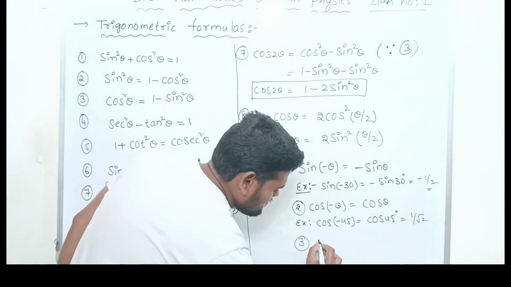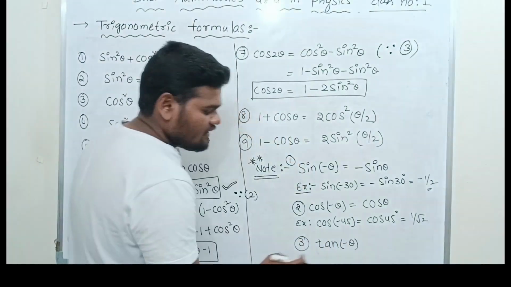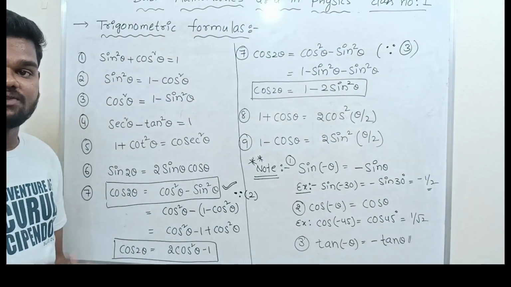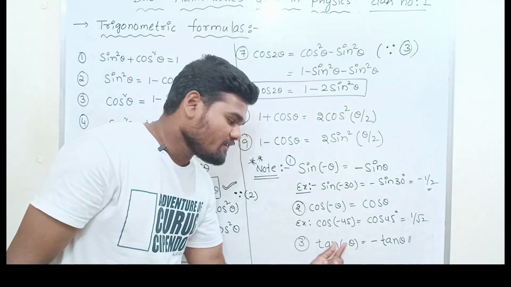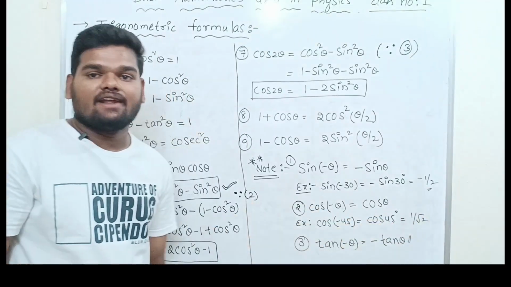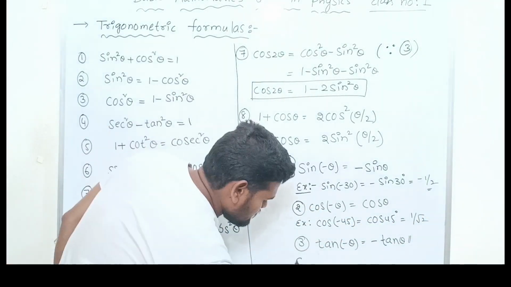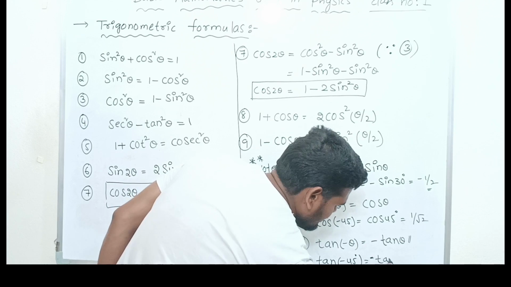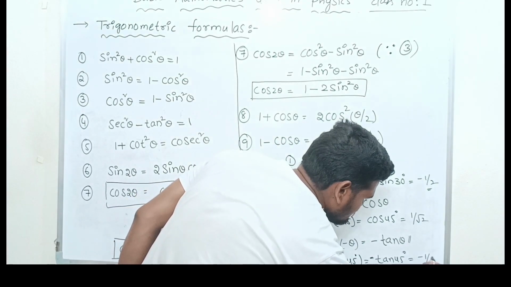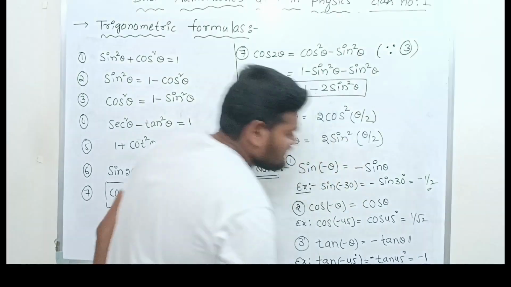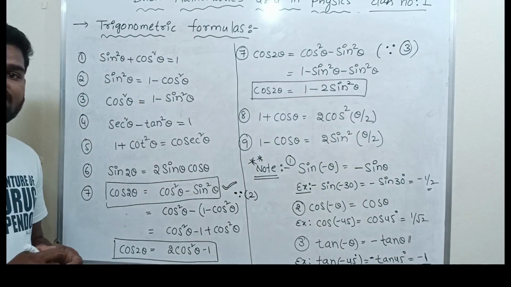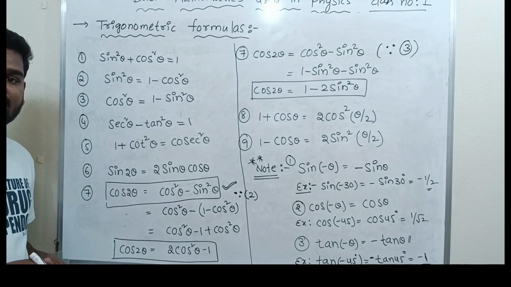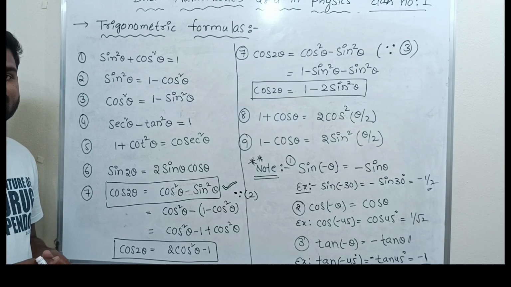Similarly, third one, tan of minus theta, which is equal to minus tan theta. If any angle is negative in a tan function, you will get minus tan of that angle. So example, tan of minus 45 degrees. So minus tan 45 degrees, which is equal to minus 1. Tan 45 value is how much? 1, so minus 1. Is it clear? Any doubt? So pause the video and write the notes or take the screenshot, your wish.